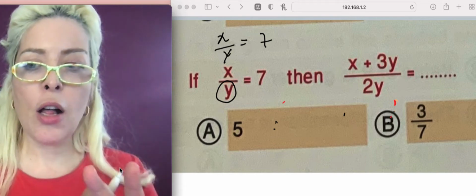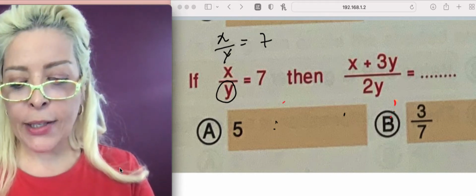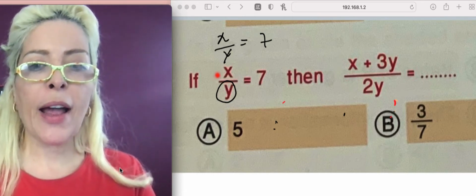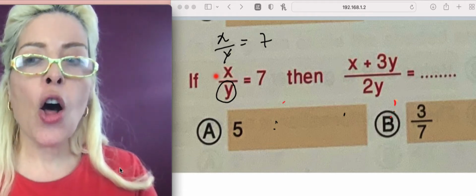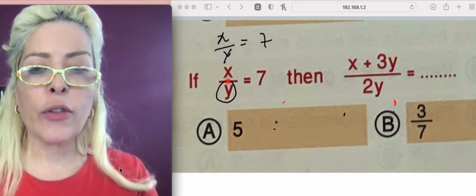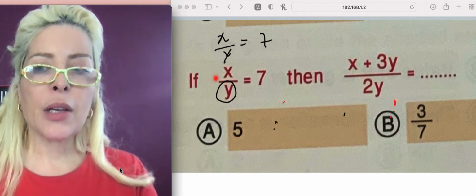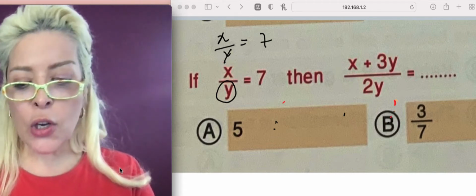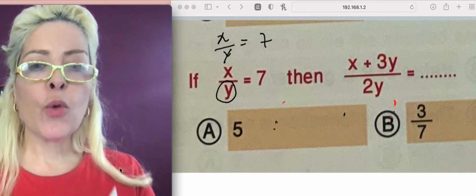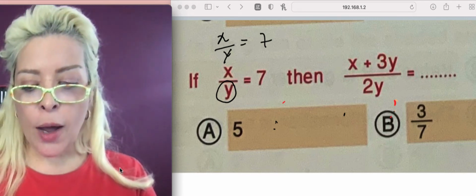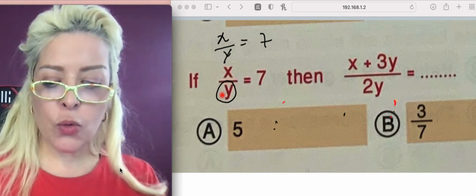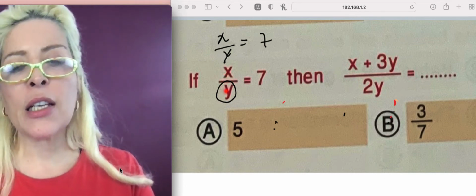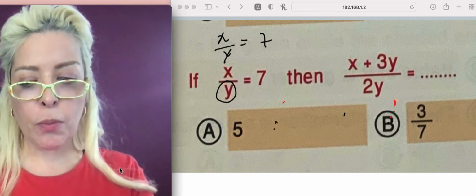When we solve for a variable like x, we have to get x alone on one side of the equation, the left side. To get x alone, this is what it means to solve for x in terms of y. And to do this, what must we do? We should do the opposite of division, because y is connected to x via division. So we're going to do the opposite, which is multiplication.